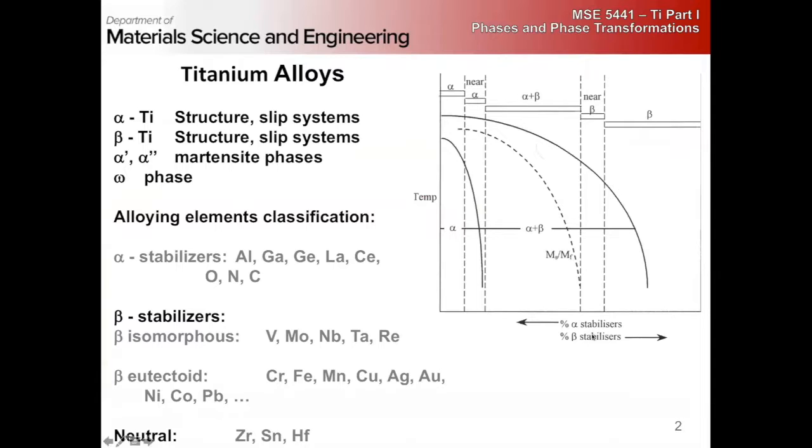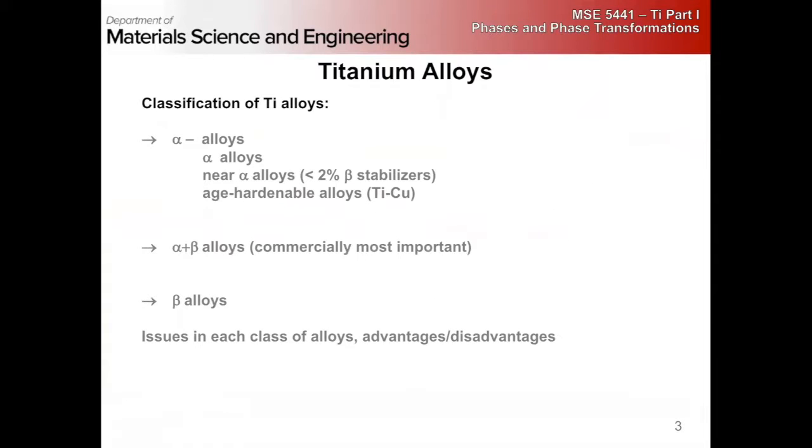This is just a repeat from before, just so you had the alpha stabilizers, the beta stabilizers handy, and just a recap of the things so they would be in front. The alloys are going to be classified into alpha alloys, near alpha alloys, alpha plus beta, beta alloys, and then we have advantages and disadvantages.